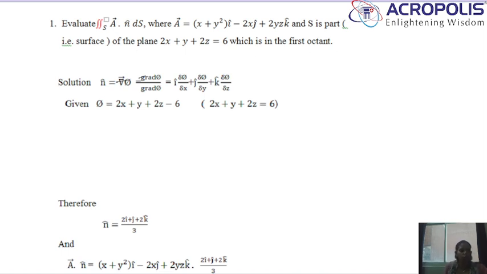Now in the solution part, we have to calculate the double integral, say I. Here I is the double integral over S of A dot n cap ds. Now first we have to calculate the value of n cap, which is equal to grad phi upon mod of grad phi. Here this is del phi and mod of del phi. Now it is obvious by the definition of grad phi. First we have to calculate the value of grad phi.